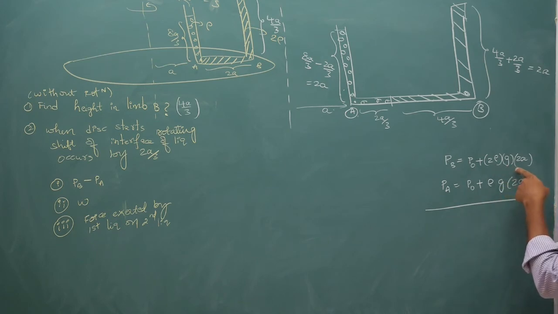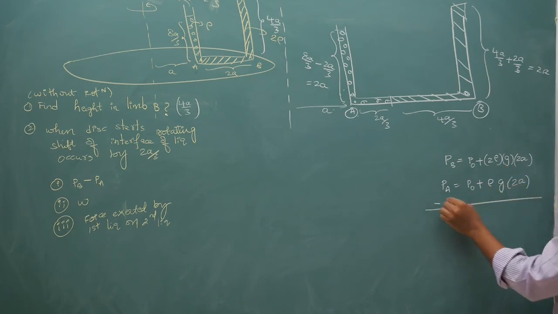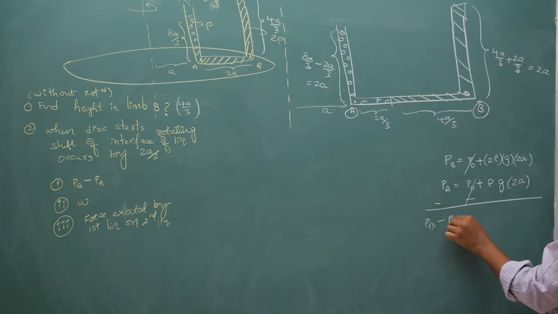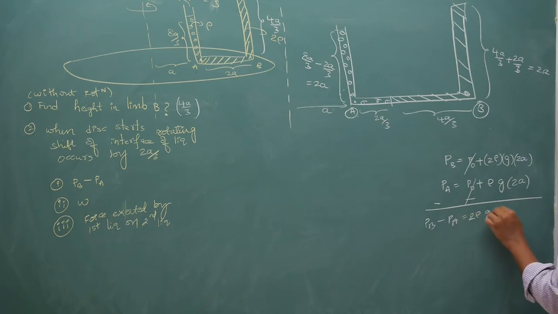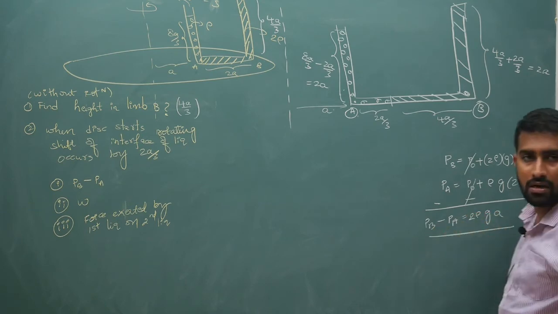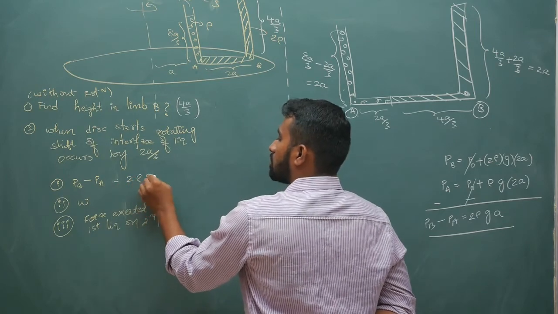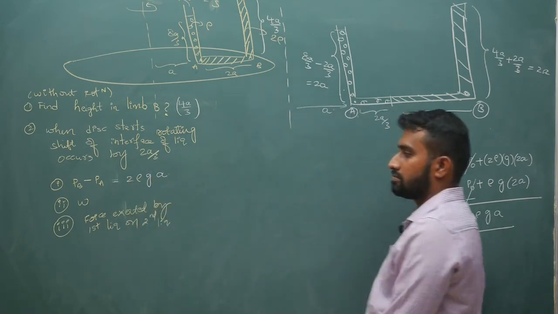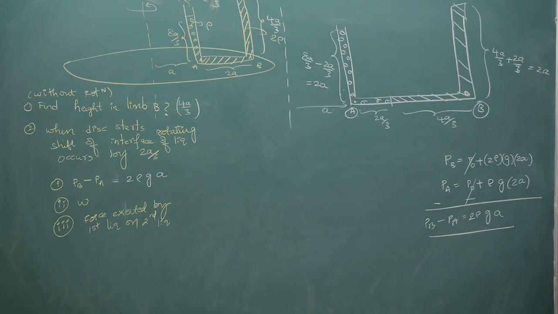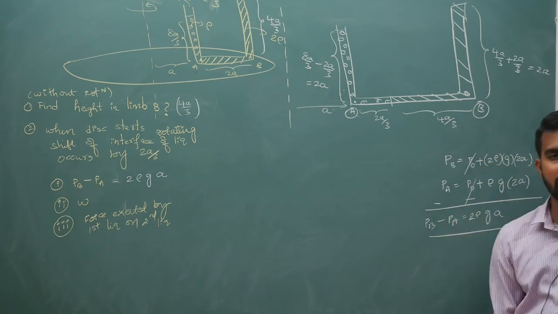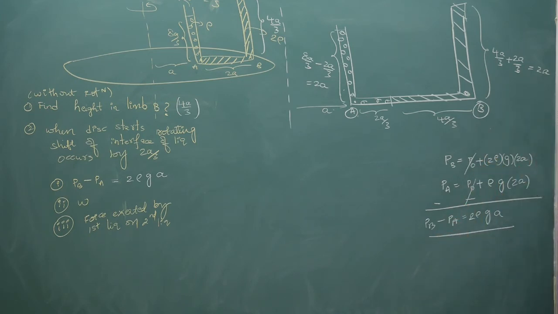Your net is 2 2s are 4. P naught will cancel off. PB minus PA is equal to 4 minus 2, it is 2. 2 rho g a is your answer. So the pressure difference here is 2 rho g a. I did not do anything new, I just shifted the liquid, that's all. I am calculating the pressure that you studied at the start of this chapter.